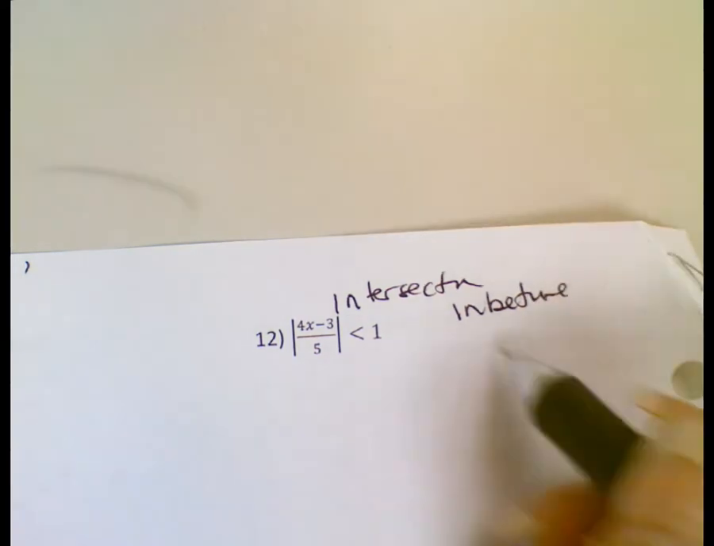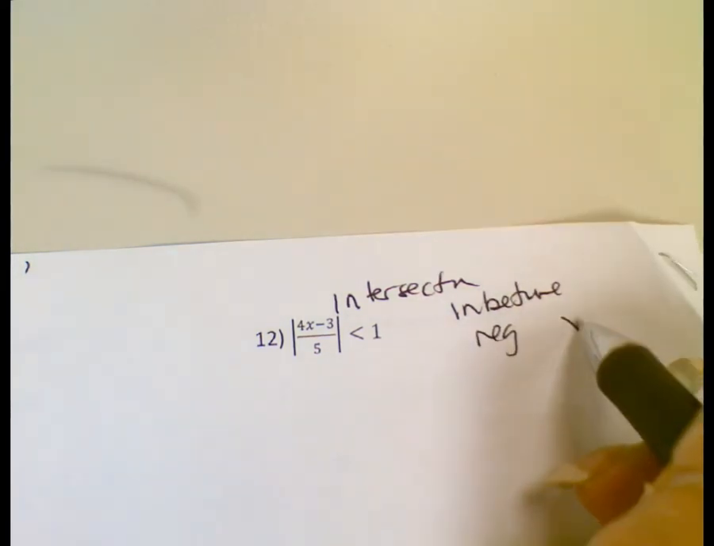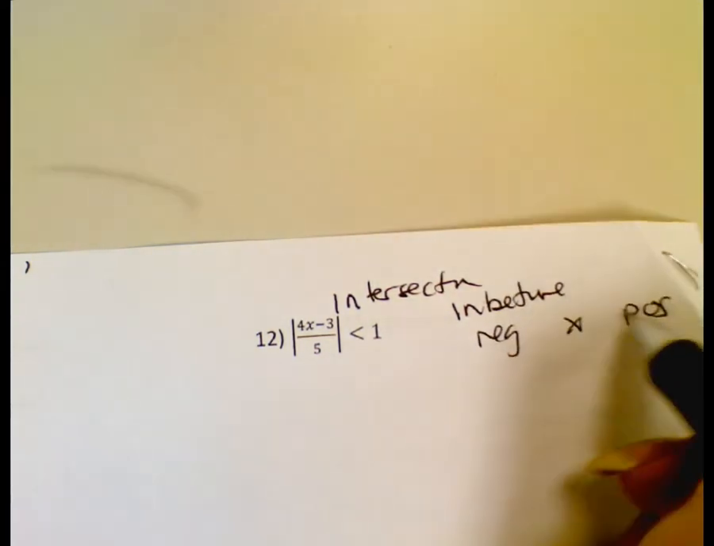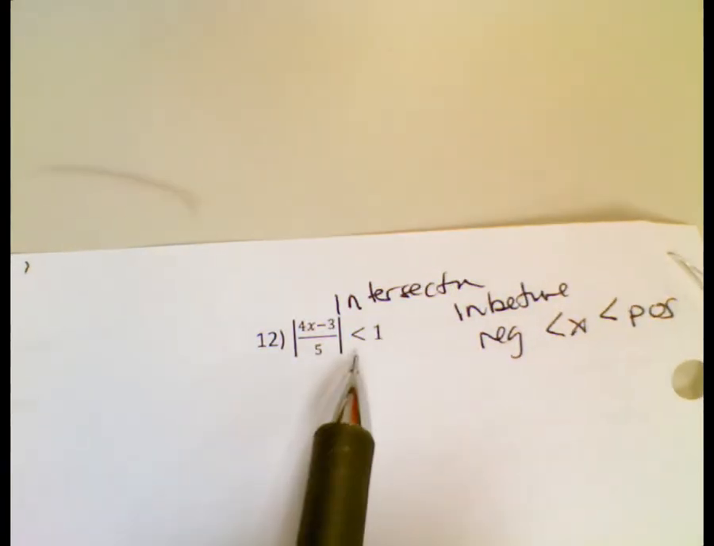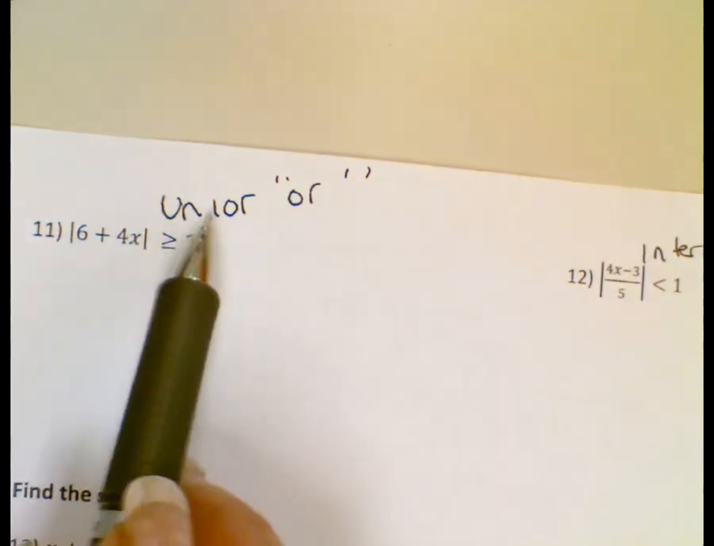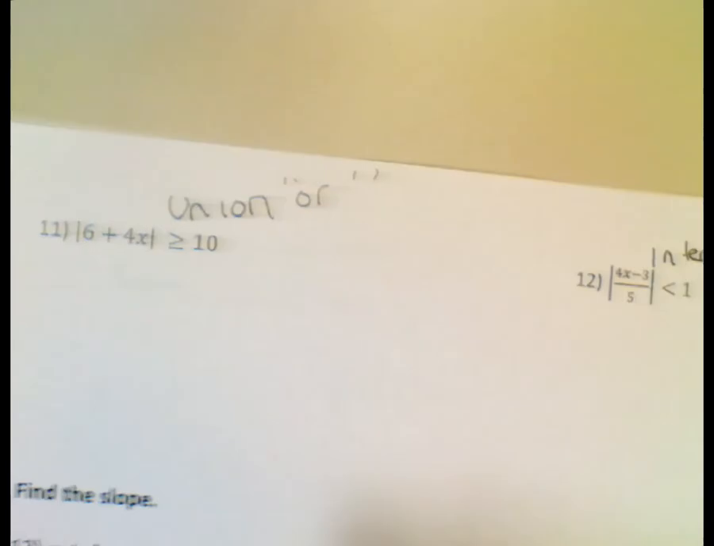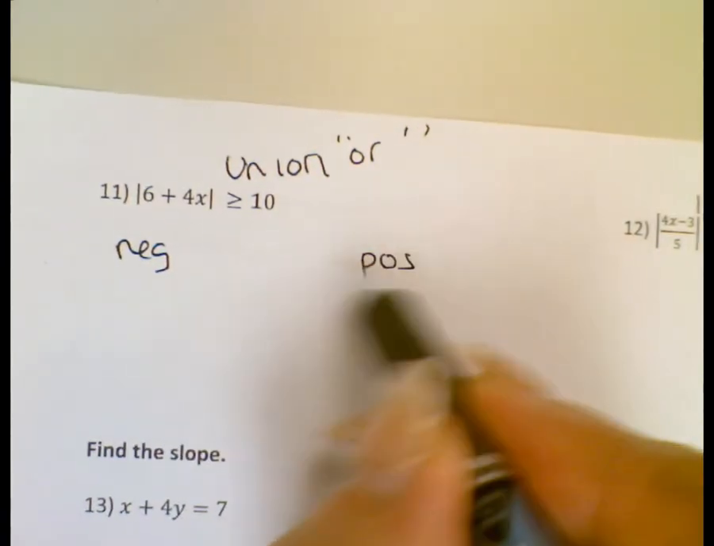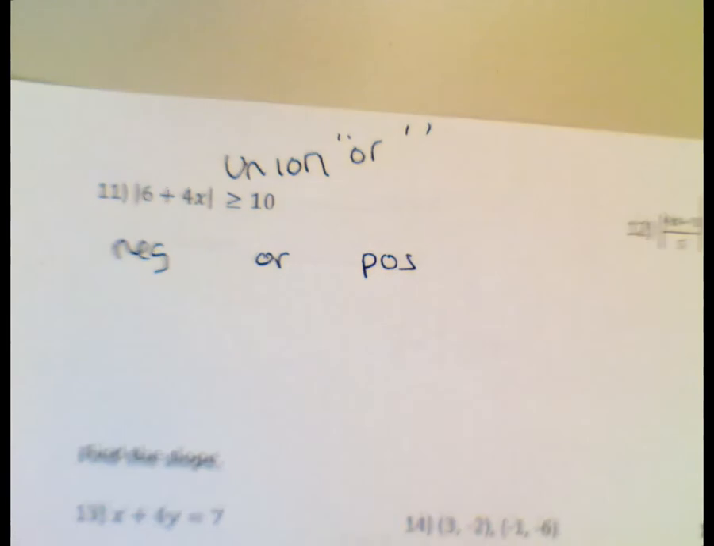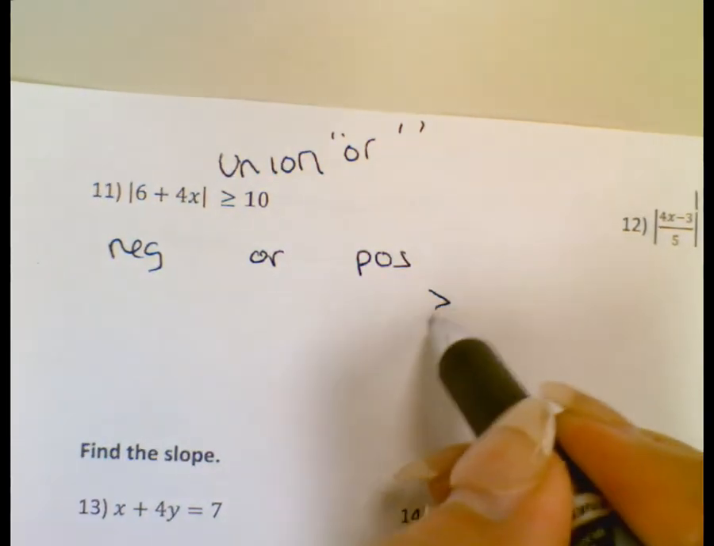So you're going to write it in 3 sections: negative, x, positive. You write it in 3 parts if you have a less than because it's going towards 0. But if you're going away from 0, you want 2 separate inequalities. So we're going to have the negative one on this side and the positive one on this side with an or between it. So when I say positive, I mean greater than or equal to 10.